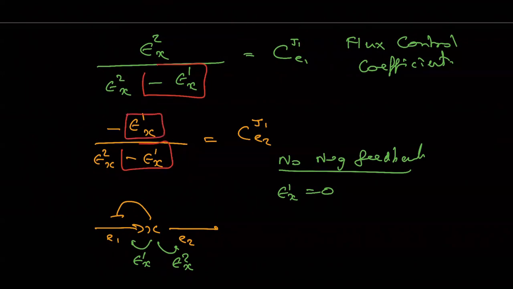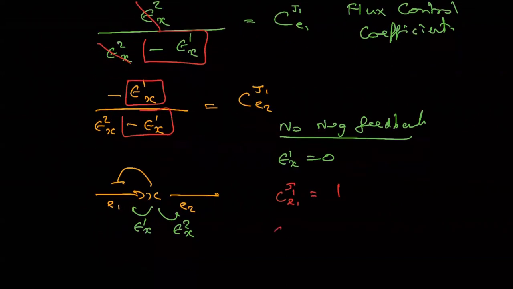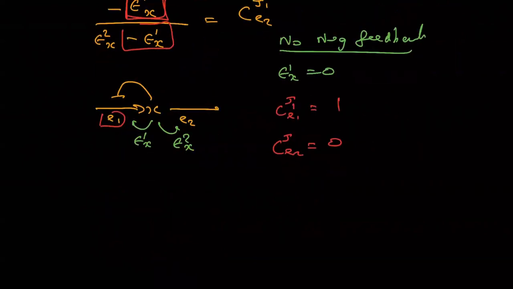So in that case, CJ1 E1 equals, well, these two cancel then, so it equals 1, okay? And CJ E2 is 0 because this top piece here is 0, so the whole thing goes to 0. So without negative feedback, all the sensitivity is focused on E1. There's nothing on E2. Now what happens if we include negative feedback?